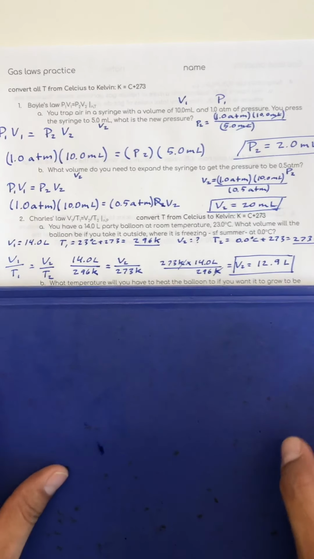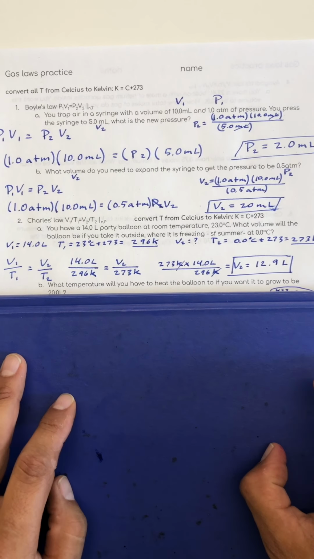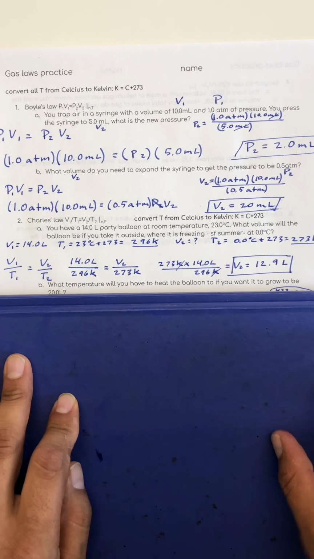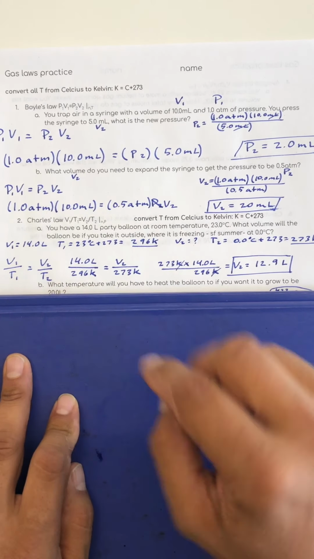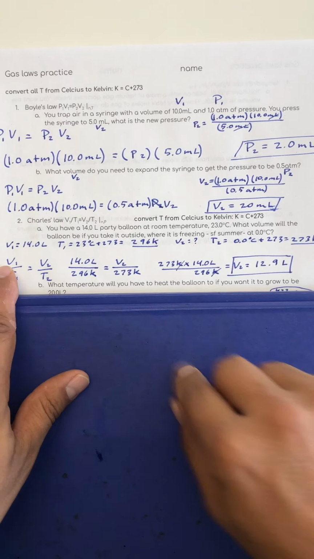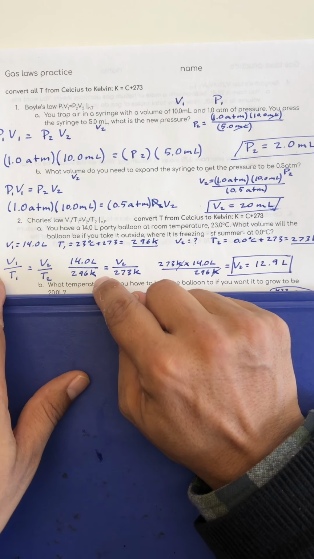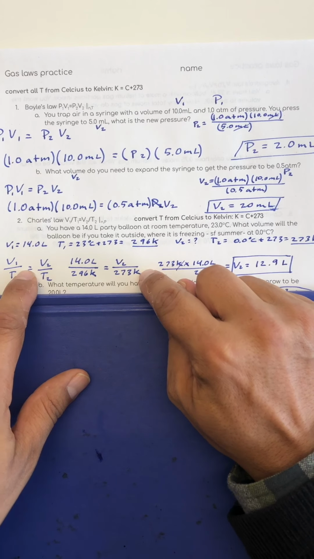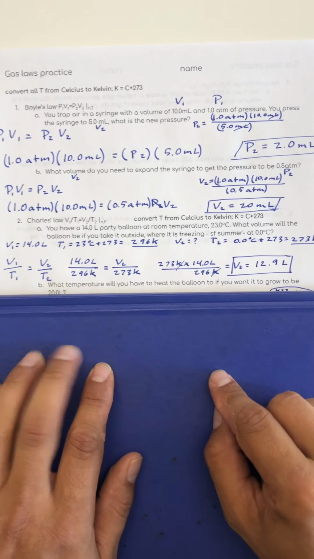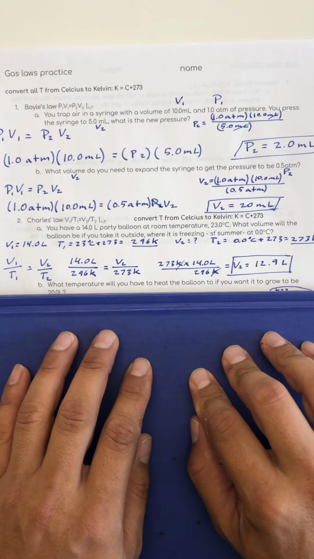We have all of our numbers. Write out the equation. It's really important that you write out the equation every time, so you get it right. V1 over T1 equals V2 over T2. It's really easy to flip these. Put the units in. 14 liters over 296 Kelvin equals V2 over 273 Kelvin. Always have the number with the unit. Just never take them apart.